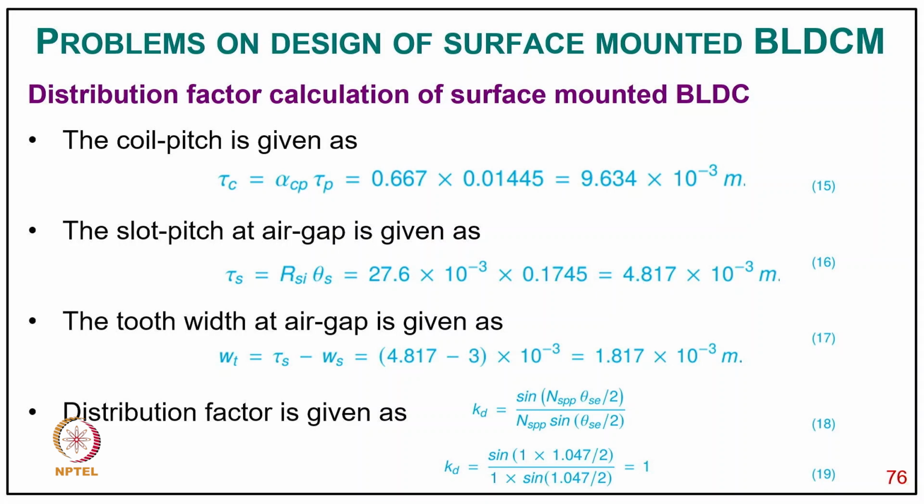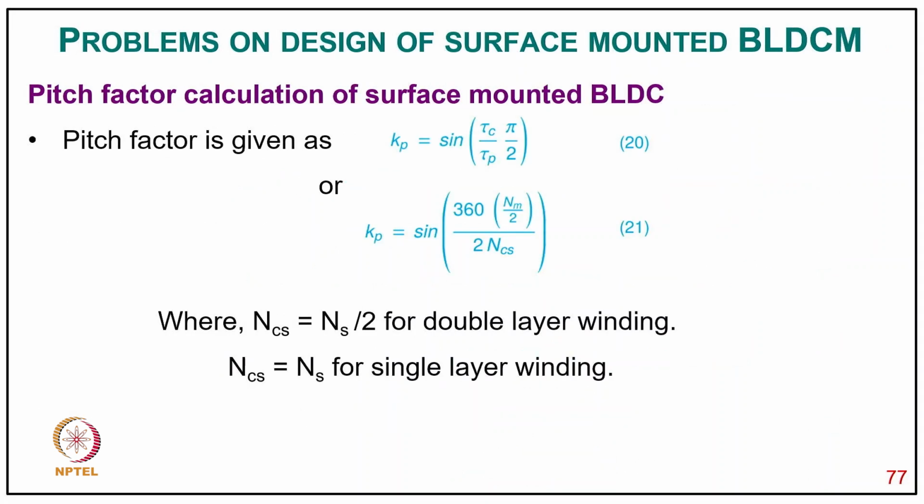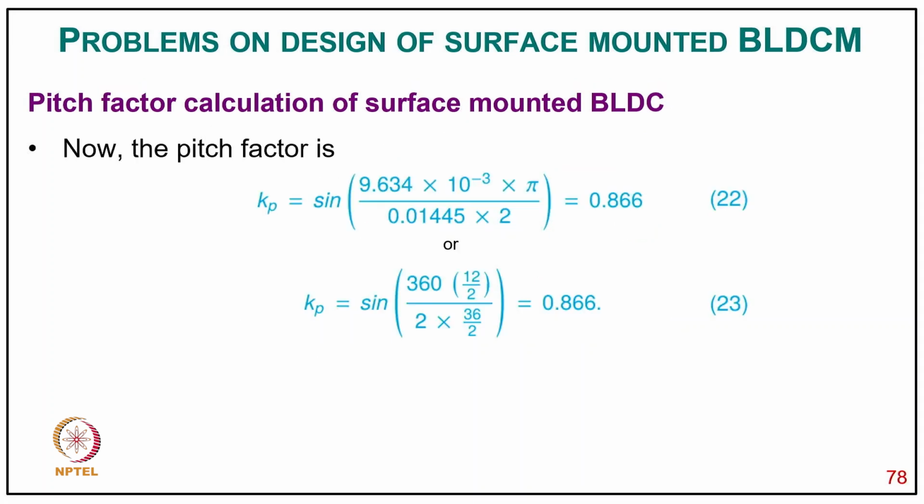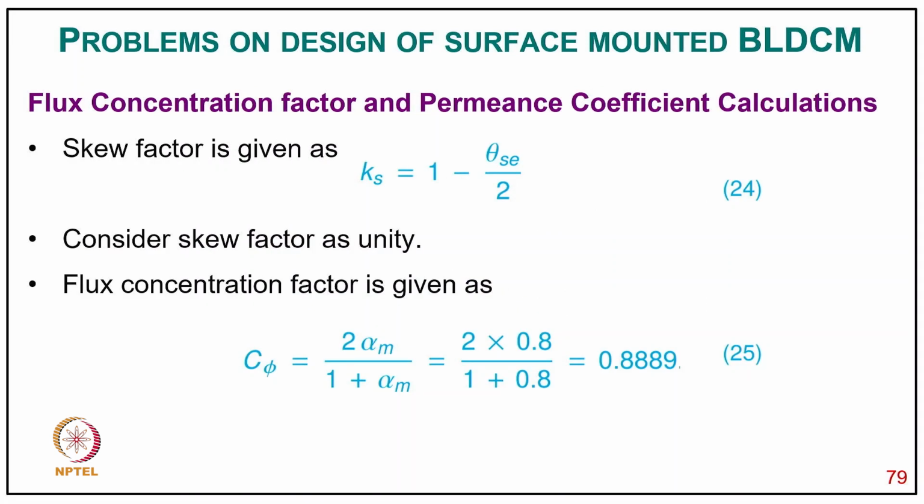over Nssp sin θe, and Kd equal to, typically putting a value, it comes 1, and pitch factor is given Kp equal to sin(τc upon τp into π by 2), or Kp equal to sin(360 by Ns, Nm by 2 into 0.2 CVS), where NCSC is NS by 2 for double layer, NCS equal to NS for single layer. So here now pitch factor Kp equal to, putting a value, it comes 0.866, and then skew factor Ks equal to 1 minus θsc by 2.